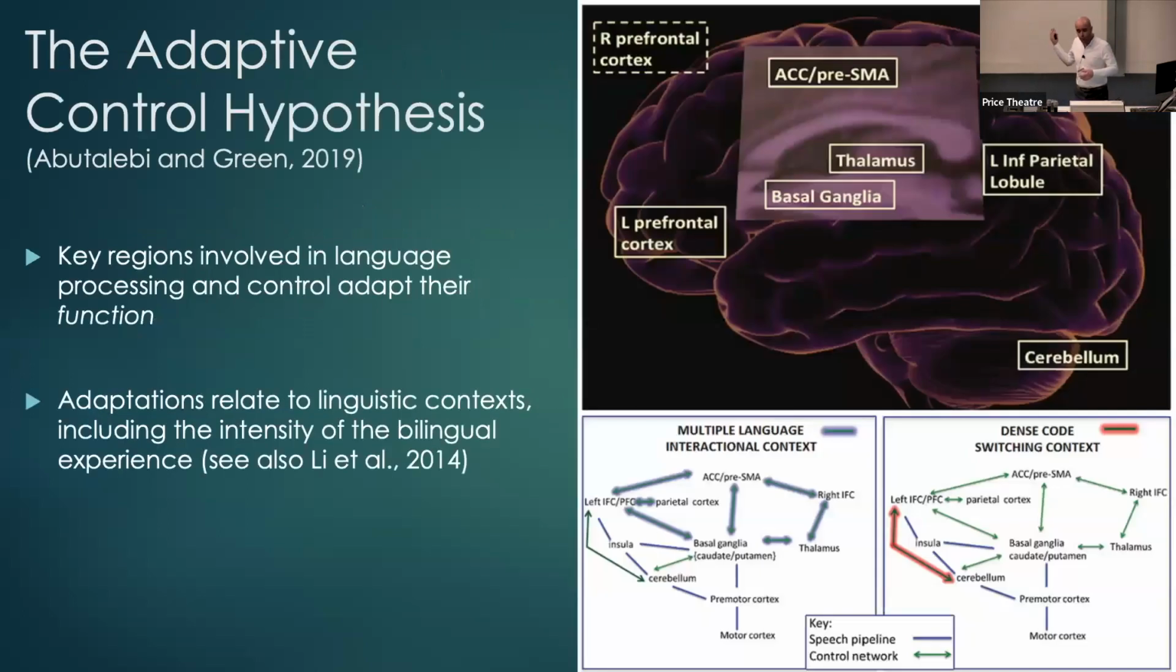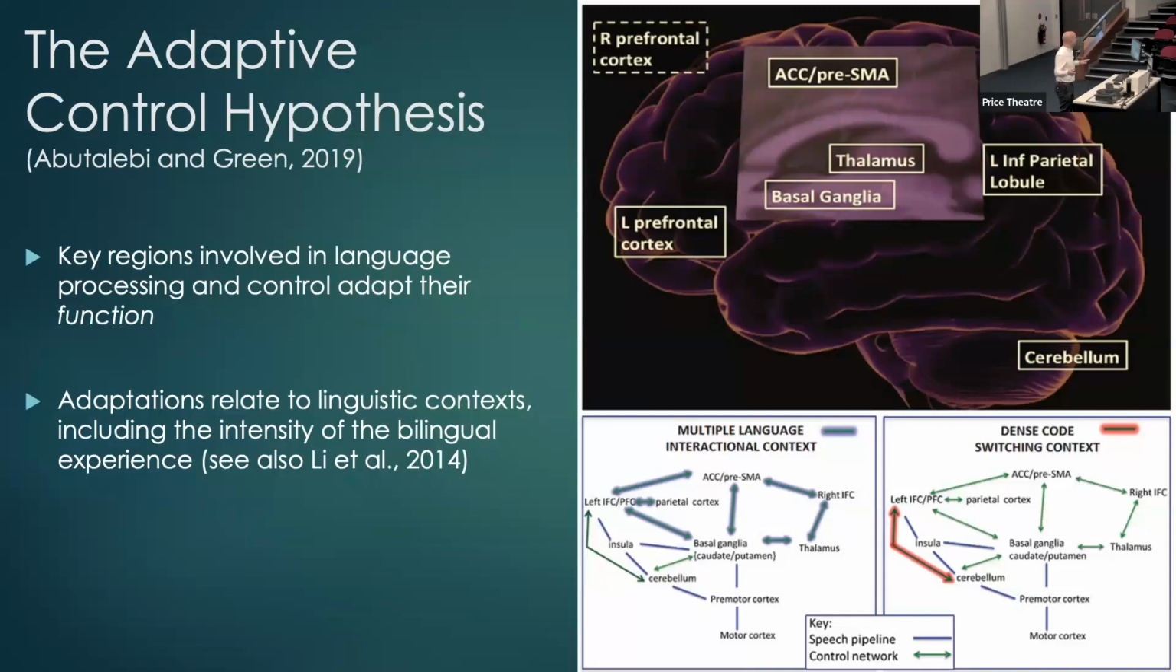But I'll start by bringing back the adaptive control hypothesis, which you're all familiar with, and the neuroimaging version of this paper, the one that came out 2019, where Abutalebi and Green identified several key regions that are involved in language processing and control, which adapt their function in bilinguals. And these include several regions in the frontal cortex, the prefrontal cortex, the anterior cingulate cortex, right in the middle of the brain, the thalamus and the basal ganglia. So these are the gray matter modules that I said are buried inside the brain. Parietal regions, the side of the brain, and the cerebellum.